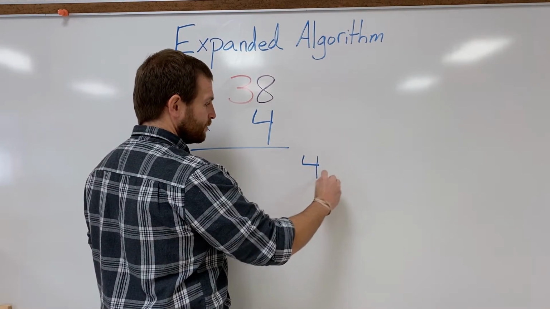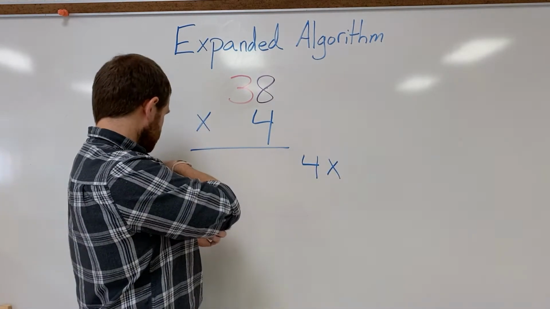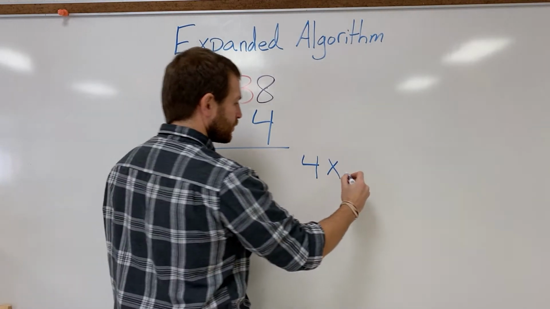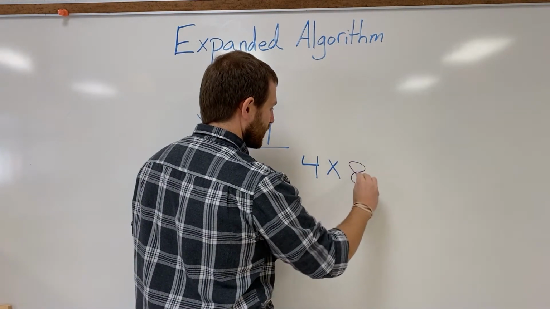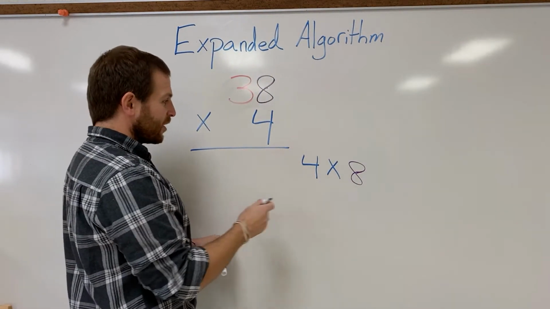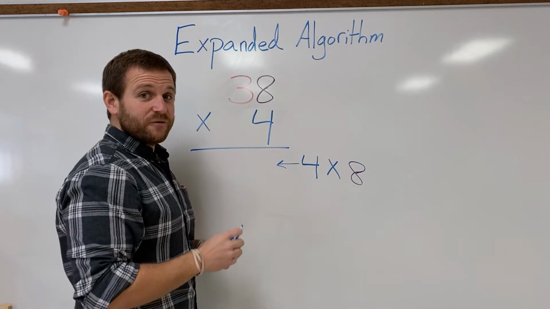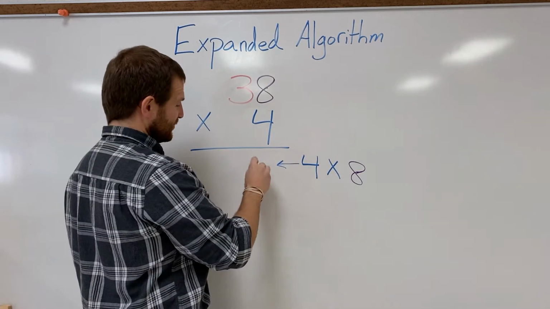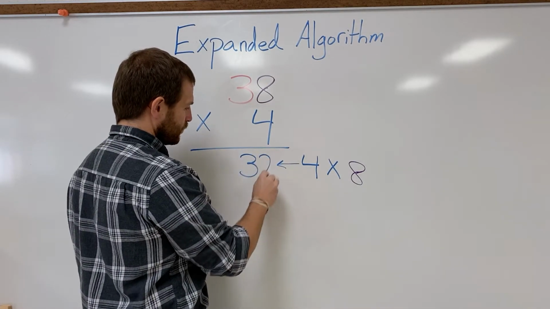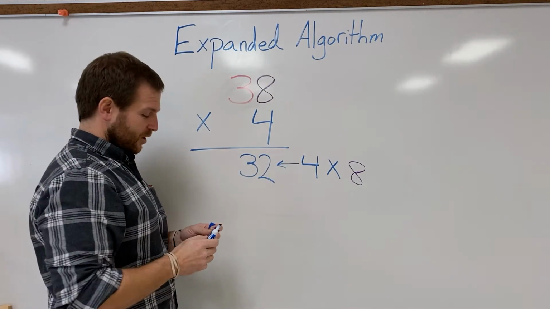We have 4 times 8, and then I'm going to write that answer directly underneath my problem. So 4 times 8 is 32. So that's my first partial product.